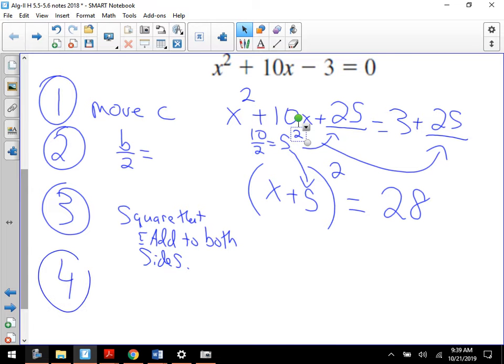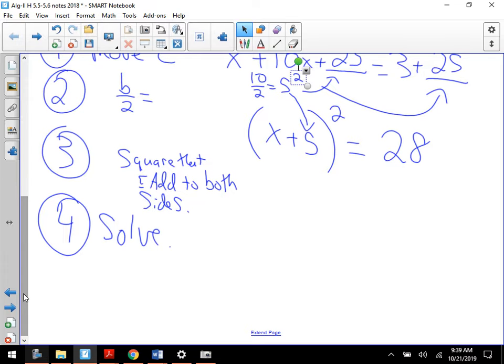Step 4, solve. Okay. How do I undo squaring? Square root. So I take the square root of both sides here. I get x plus 5 equals plus or minus the square root of 28. Is there a perfect square that's hiding in 28? Yes, sir. 4. So the square root of 28 becomes what?